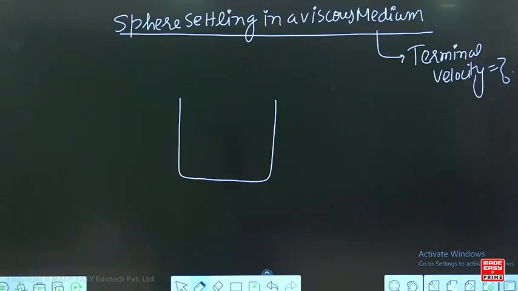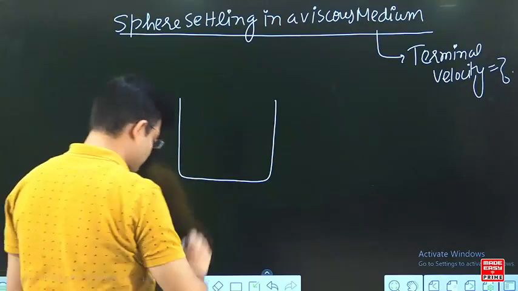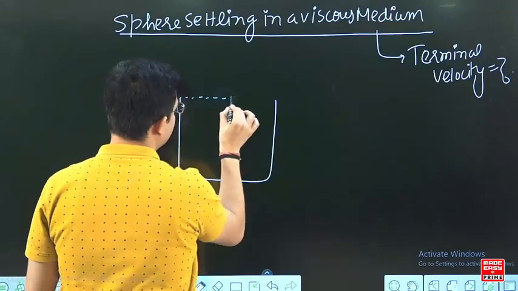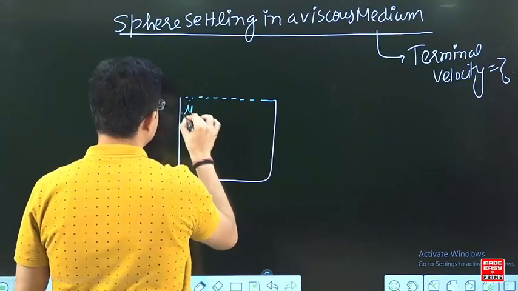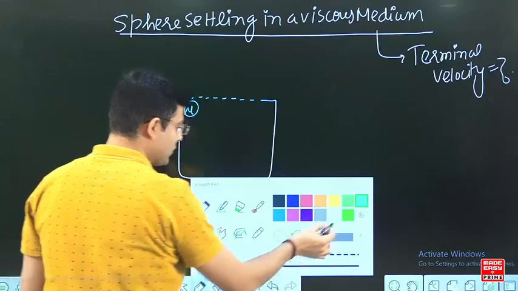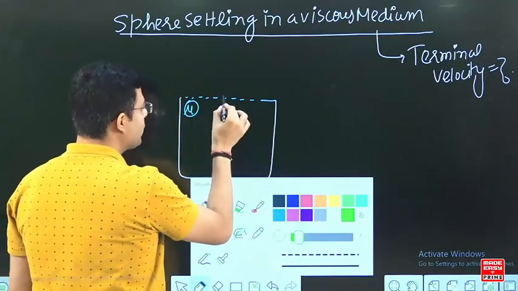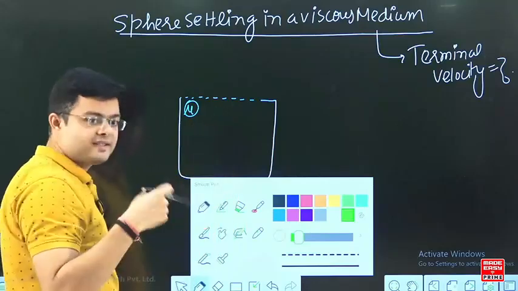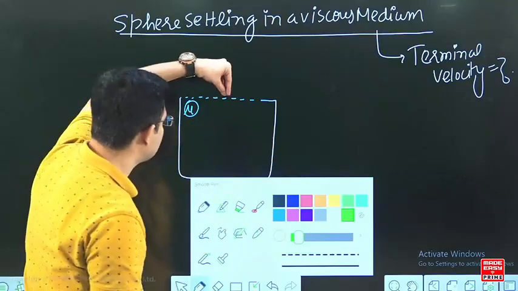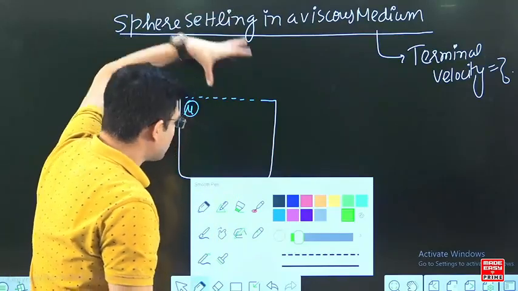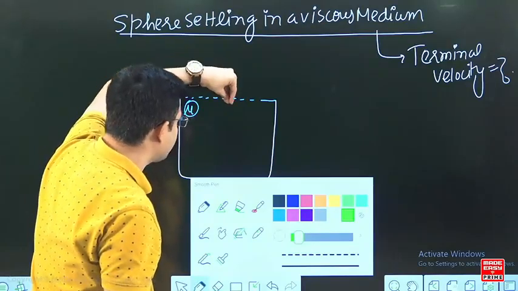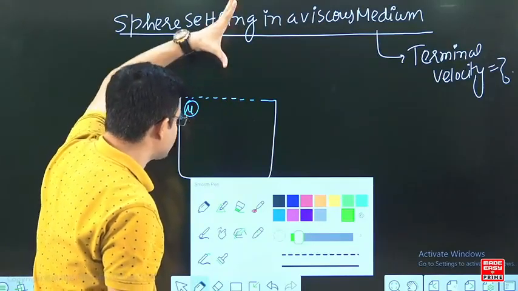Now what is this question? See. For example, let us say this tank is filled with a viscous medium having a viscosity mu. Now you are going to put a steel ball or iron spherical ball into this viscous tank. So when you just drop an iron or steel ball into this viscous medium.